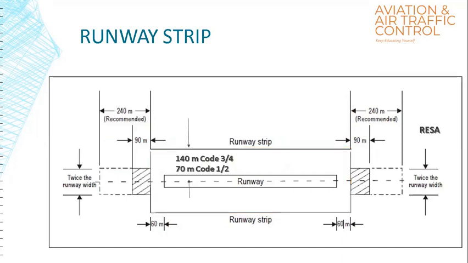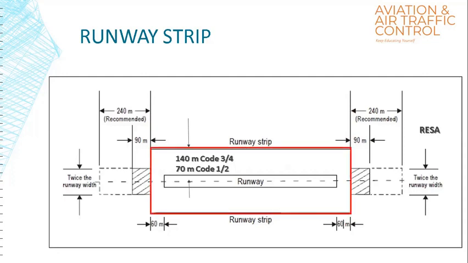Now we will discuss the dimensions of the runway strip. In the approach direction from the threshold, 60 meters; from the runway centerline extended, both sides of the runway, 140 meters for code 3 and 4 and 70 meters for code 1 and 2 runways. As the name suggests, RESA is the safety area at the end of the runway. It is known as the runway end safety area. So the RESA width is twice the width of a runway, and it extends 60 meters beyond each runway end, up to a distance of 90 meters to 240 meters.